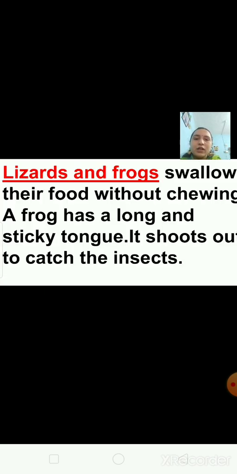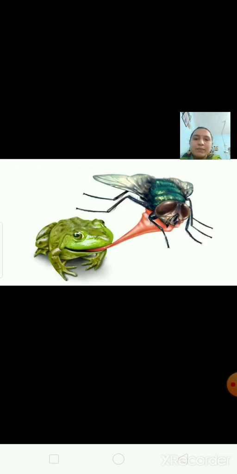Now about the lizards and frog. Lizards and frogs swallow their food without chewing it, like a snake. A frog has a long and sticky tongue. This sticky tongue shoots out to catch the insects. As you can see in the picture, here the frog is eating an insect. You can see the tongue of the frog. It is long and sticky.